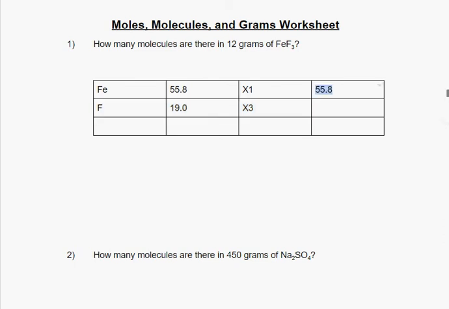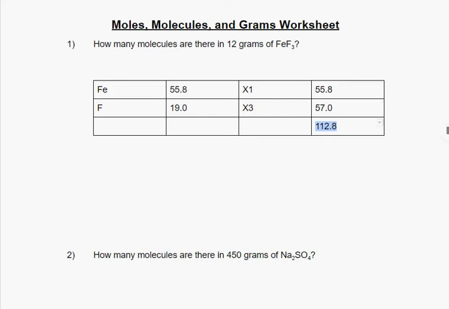So 55.8, the weight of iron. Fluorine, 3 fluorines at 19 apiece equals 57. So the total weight of the molecule of iron fluoride is 112.8. All right, you can do that on your calculator.